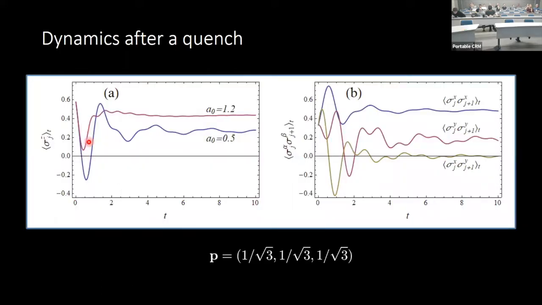And here you see some plots. This is the magnetization along the z direction, and this is the nearest neighbor correlation as functions of t for various values of parameters. So we get this explicitly. This is the initial polarization.